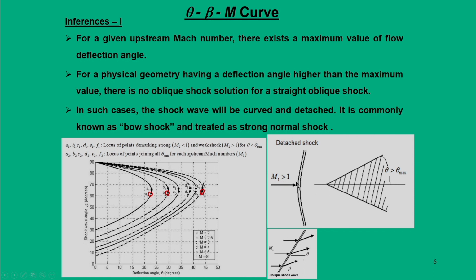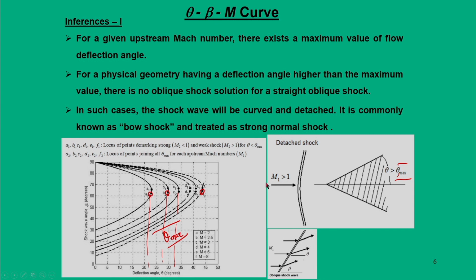So, if you look at this particular figure, we have a wedge shaped body, it has an angle theta which is greater than the theta max. So, I will say this represents the theta max. Now, if your actual angle is higher than this theta max, then what is going to happen? We will find that there is no oblique shock solution possible.